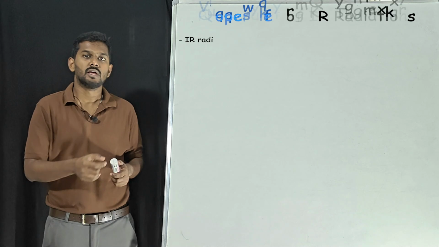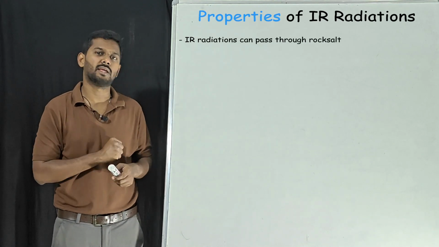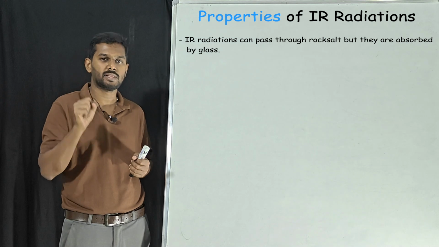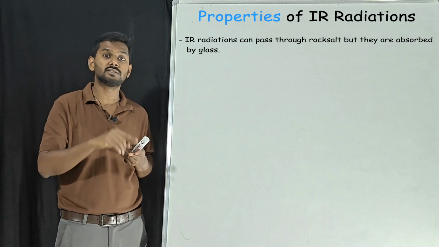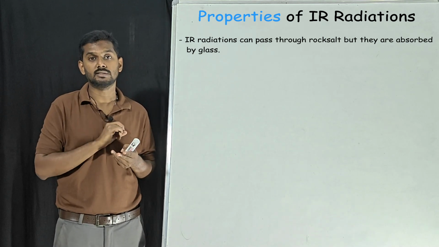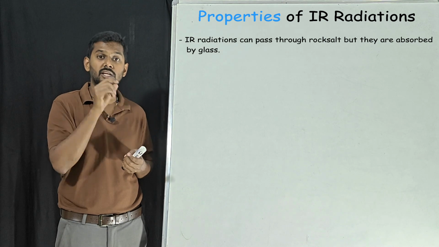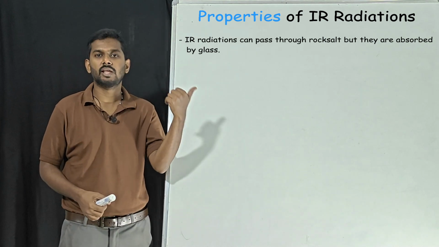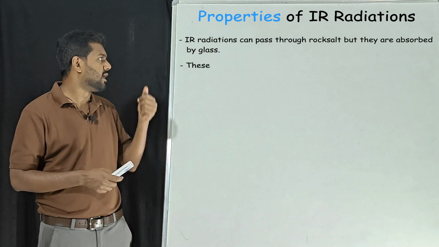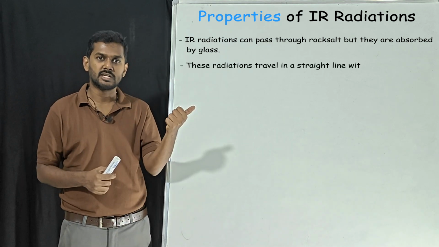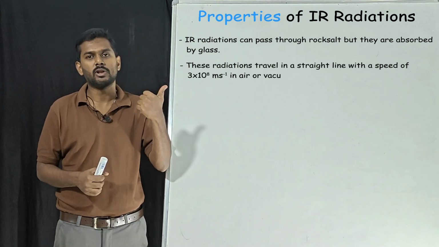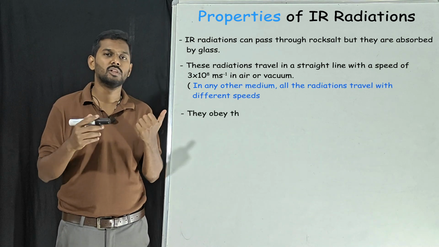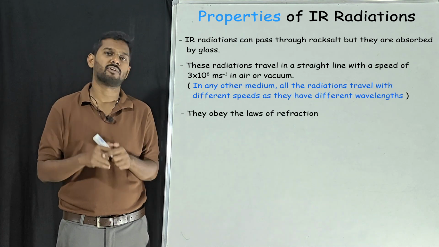Like UV rays, this will also get absorbed by the glass. UV rays are also absorbed by the glass. IR rays are also absorbed by the glass. But UV rays can pass through quartz, but infrared radiation can pass through rock salt. So that is the main difference between UV rays and infrared rays. Then the speed of IR radiation in vacuum is 3 into 10 power 8 meter per second. This is the common property. They obey both laws of reflection and refraction.